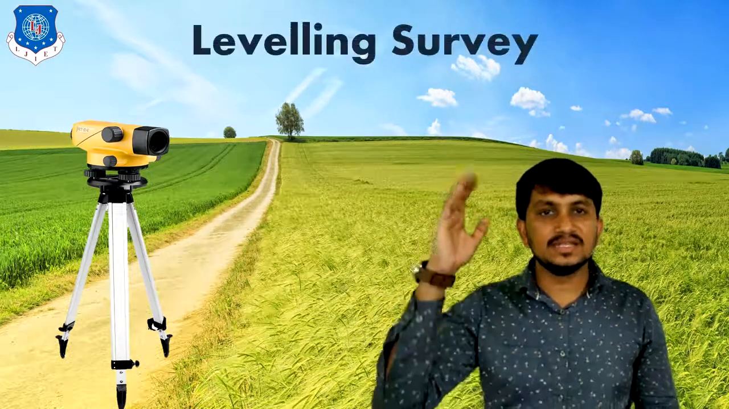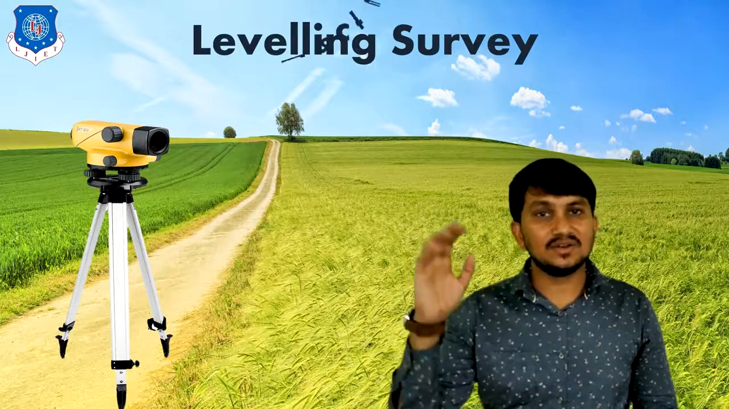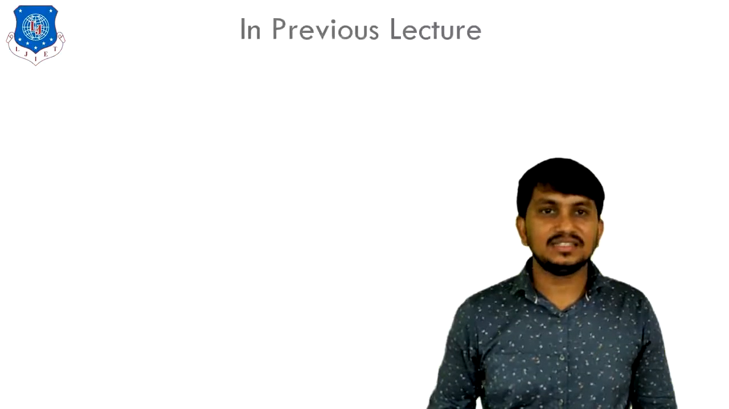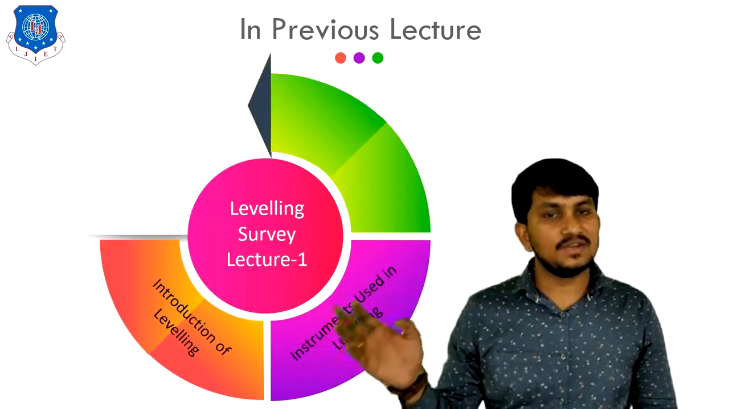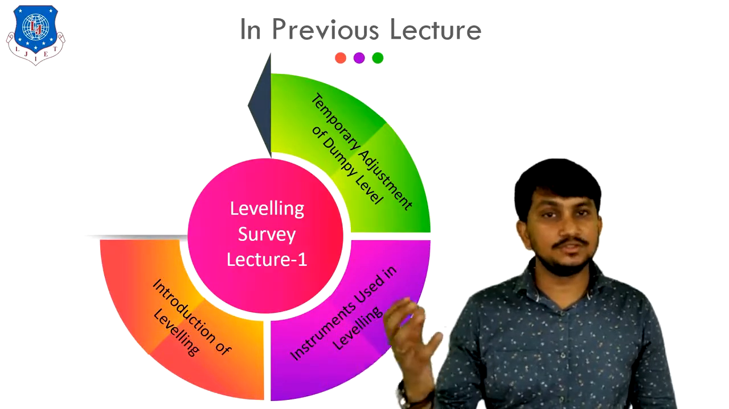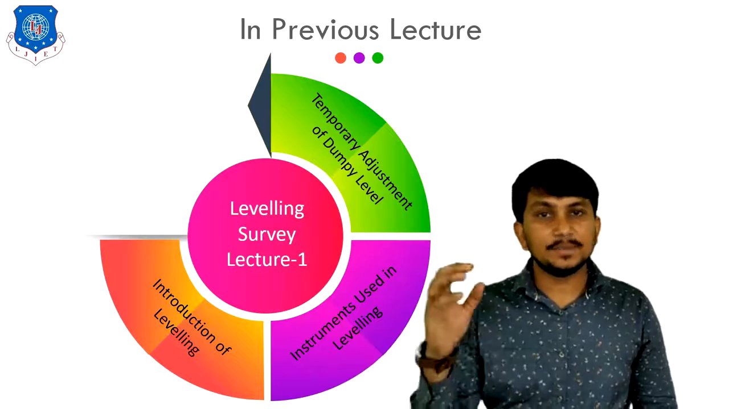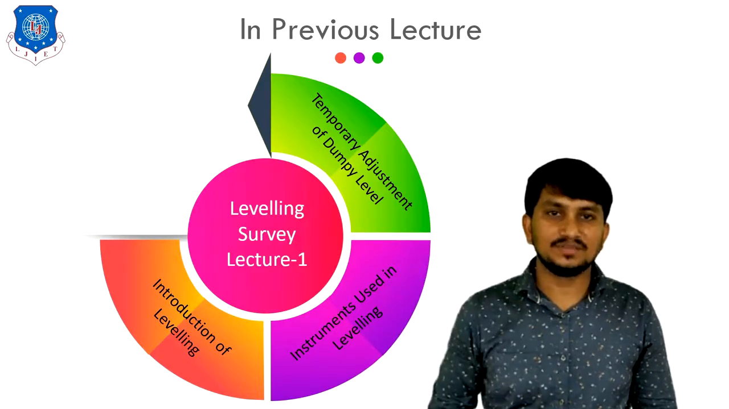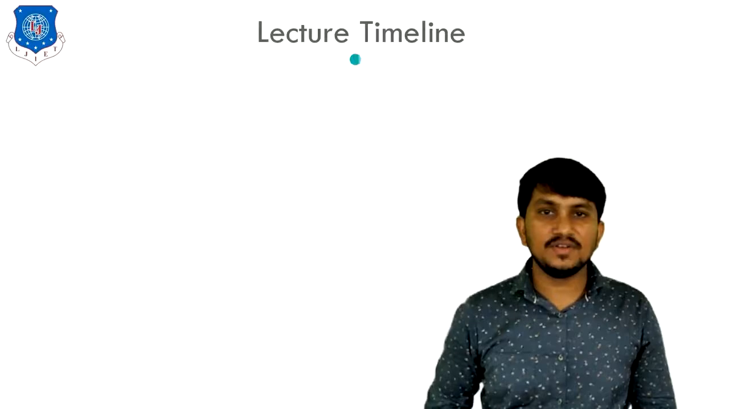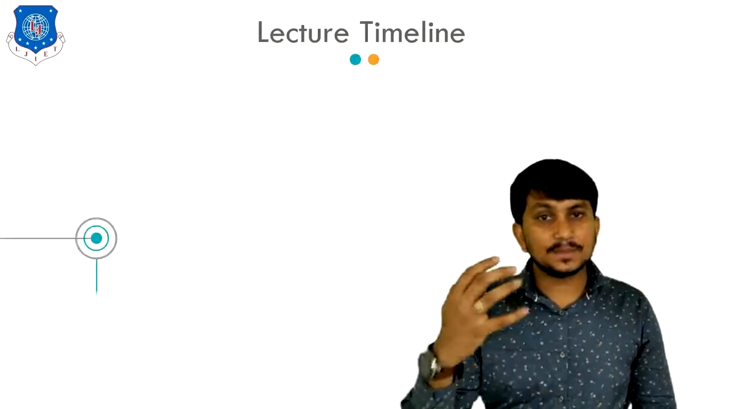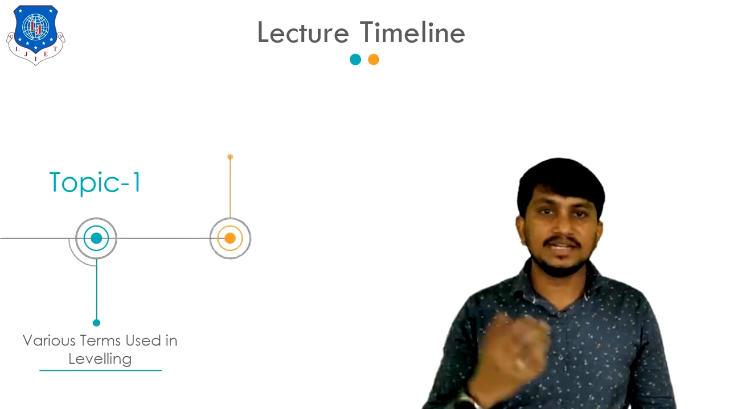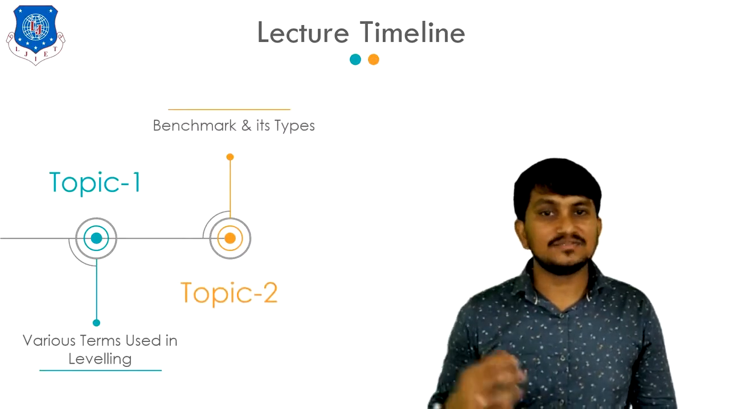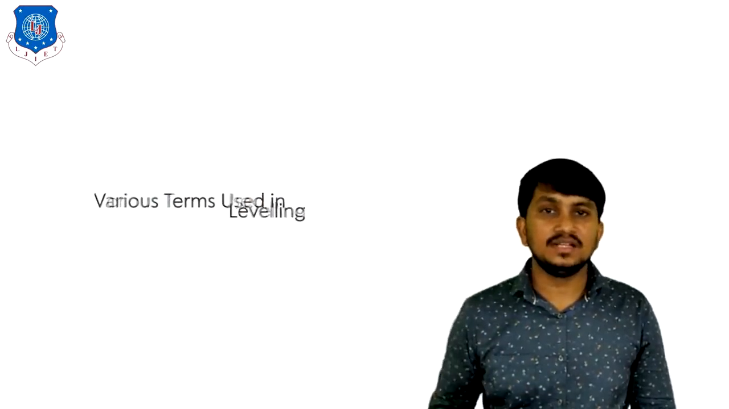Today's topic is leveling survey. This is the second lecture of this topic. In the previous lecture, we covered three topics: introduction of leveling survey, various instruments used in leveling, and temporary adjustment steps of dumpy level. In today's lecture, we will cover various terms used in leveling and benchmark and its types. Let's start with various terms used in leveling.